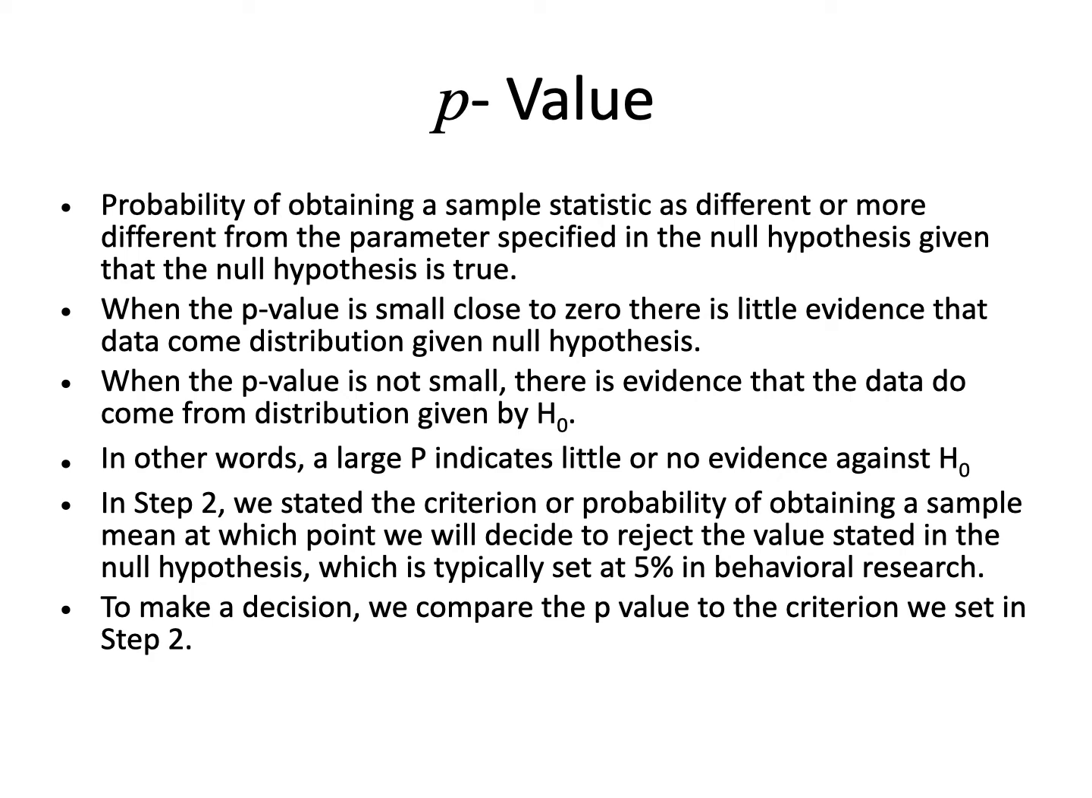And in step 2, we stated the criterion, or the probability of obtaining a sample mean at which point we will decide to reject the value stated in the null hypothesis, and it is typically set at 5% or 1% in behavioral research. To make the decision, we compare the p-value to the criterion set in step 2. Basically, we get this p-value from the standard table, like from the z value we can get the corresponding p-value. So once we estimate the z score, we can get this p-value or the probability value.